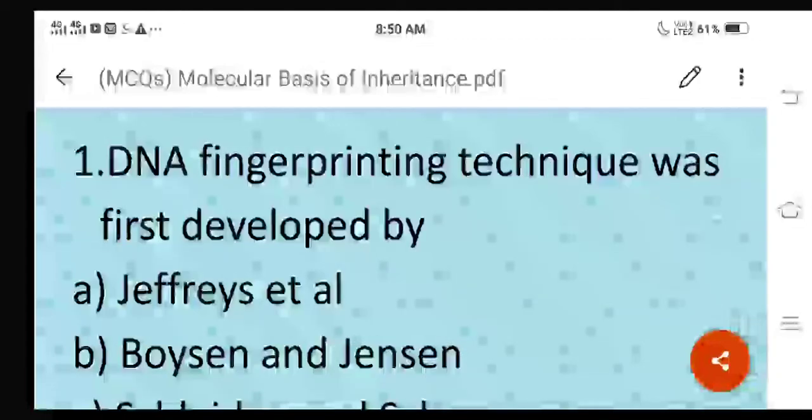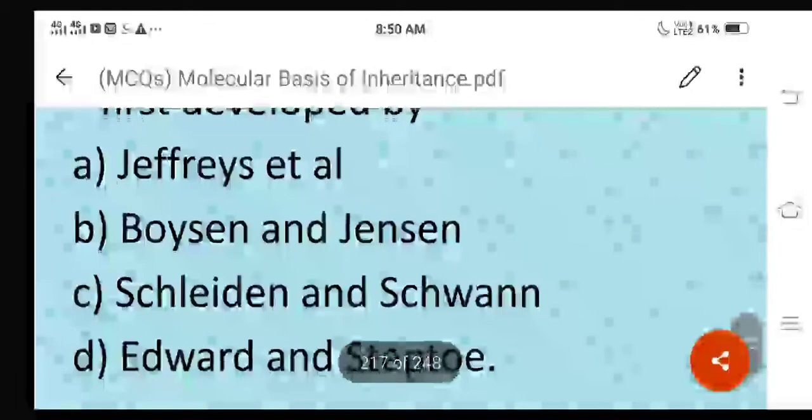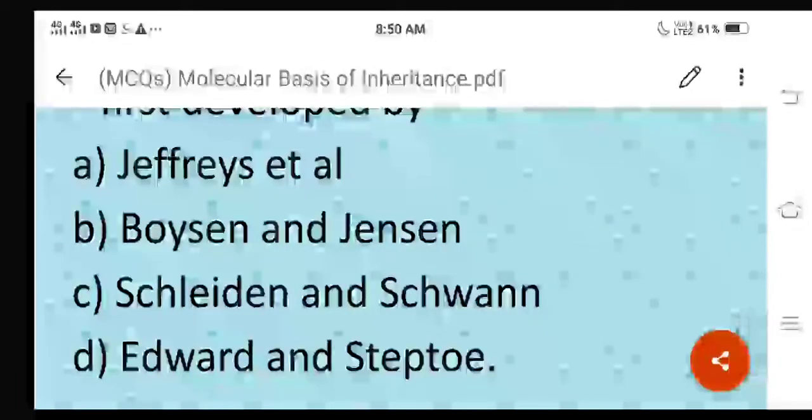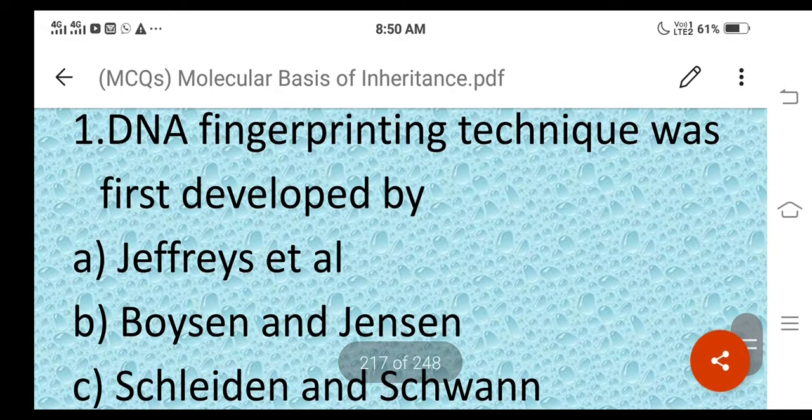Number 1, the DNA fingerprinting technique was first developed by Alec Jeffreys et al., Boyson and Jensen, Sladen and Swan, then Edward and Steptoe. Here we can easily identify the answer. The DNA fingerprinting technique was first developed by Sir Alec Jeffreys, or Jeffreys et al. So option E is the correct answer, right?